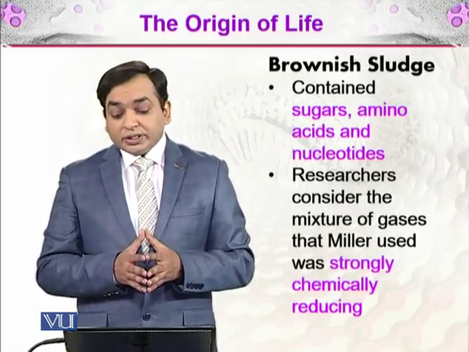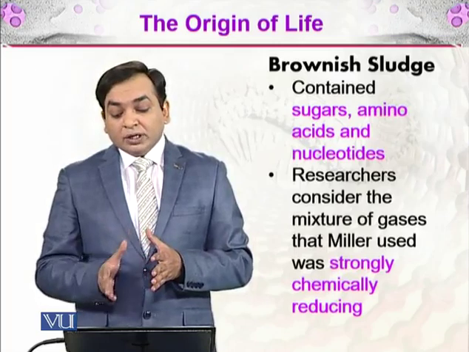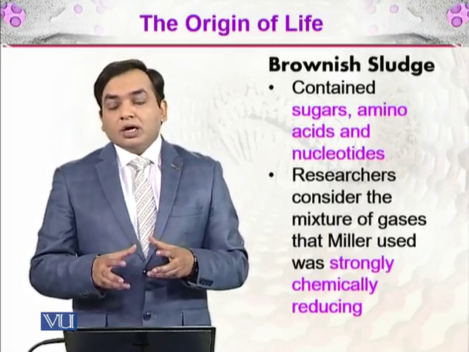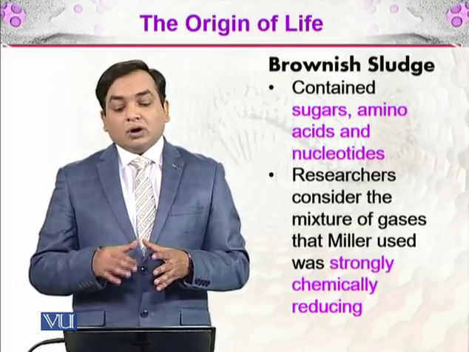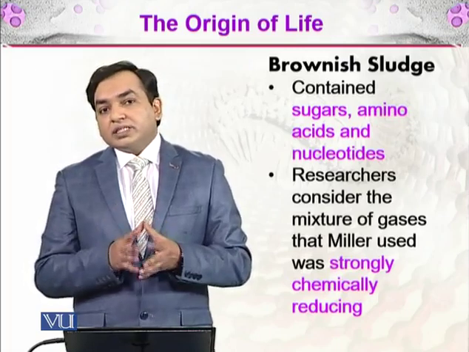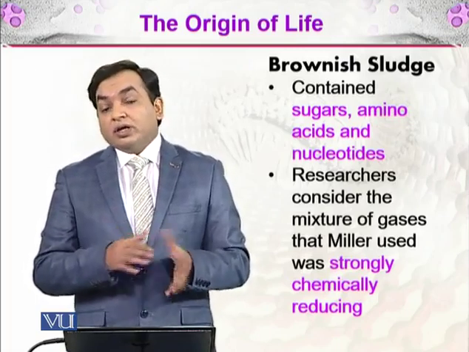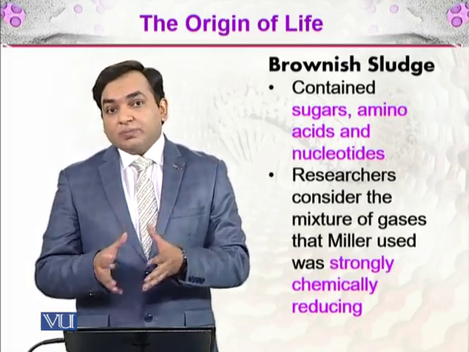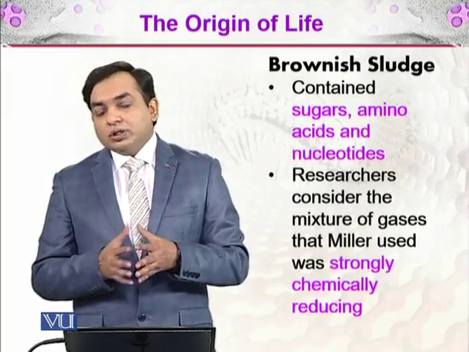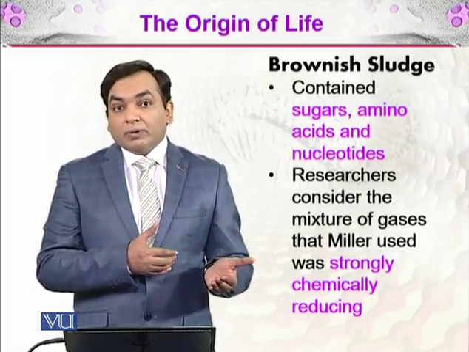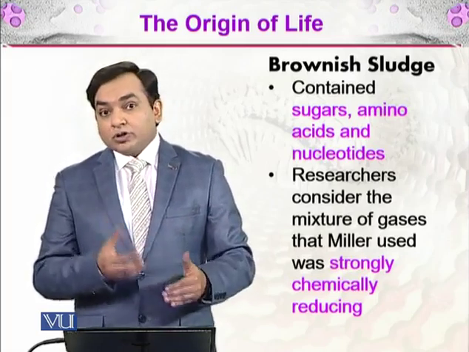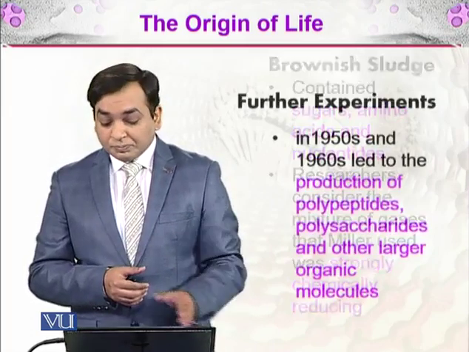The researchers considered that the mixture of gases that Miller used was strongly chemically reducing. It was a possibility that although these gases were present on the surface of Earth, they were not composition-wise as extreme as he used in his experiment. For example, he used hydrogen, which was maybe present in the form of water, right? Which is an oxidized form of hydrogen.